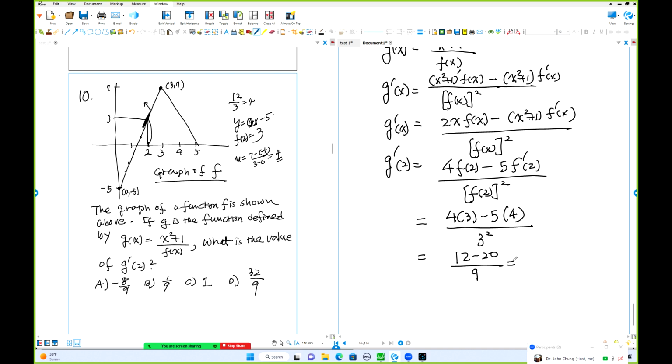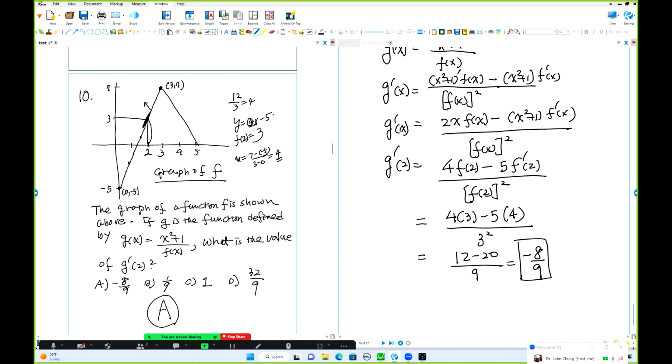Is it okay? How much is this one? 12 minus 20 is negative 8 over 9, okay? That's the answer. That is the slope of g at x equals 2, okay? Choice A is the answer, okay? All right, can you try to figure out this one?